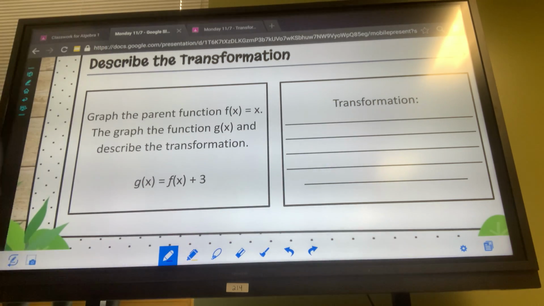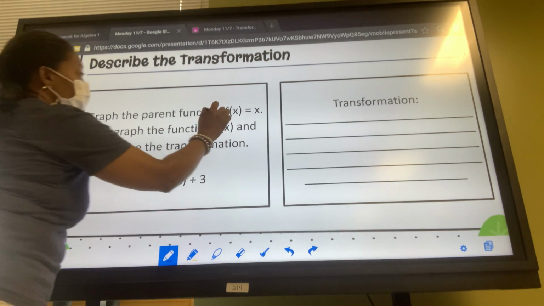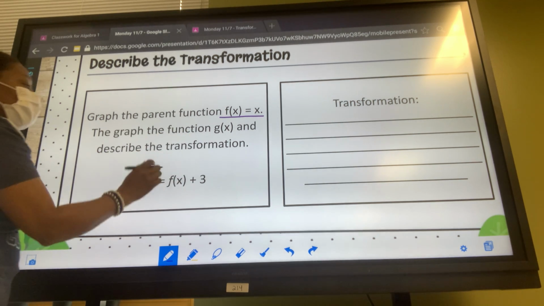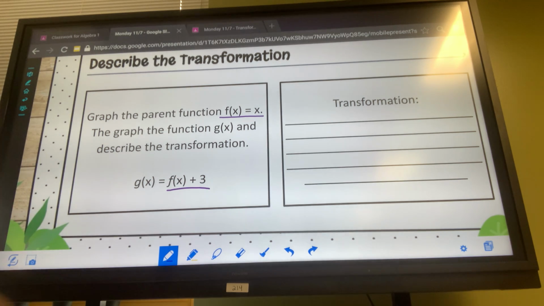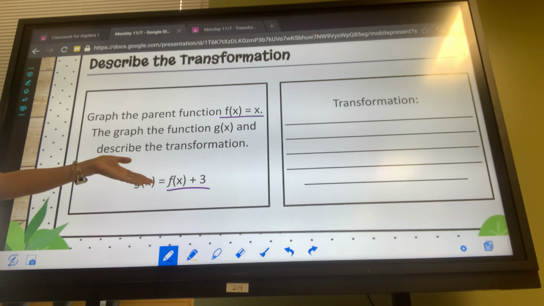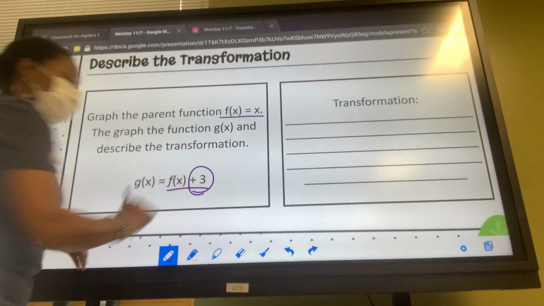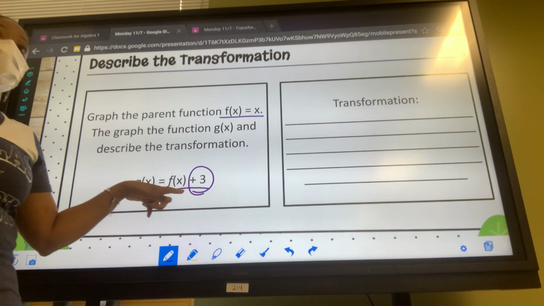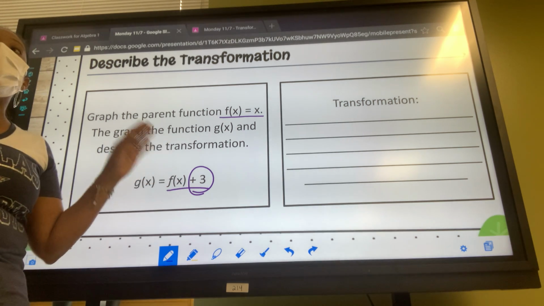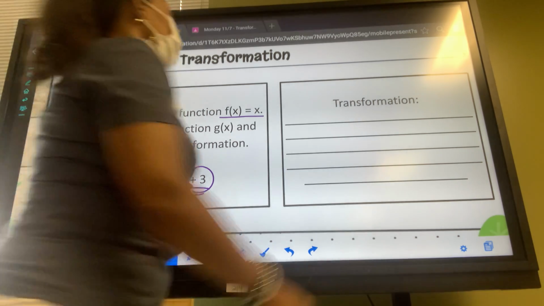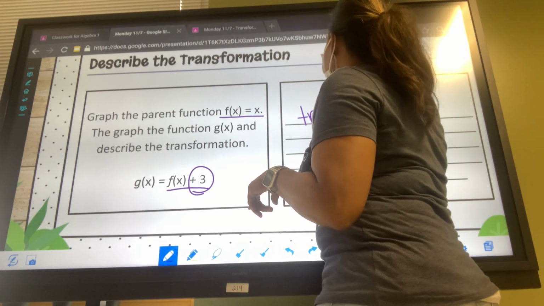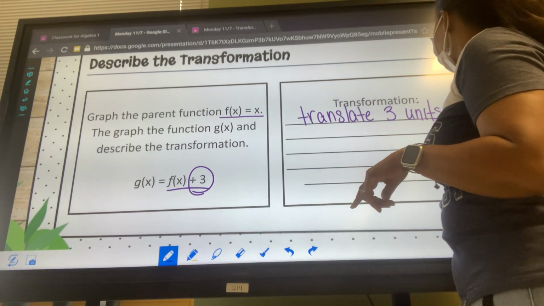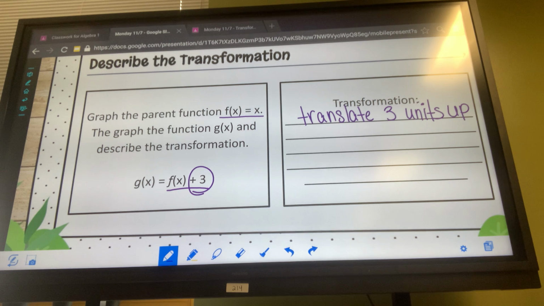All right, so now we're going to describe our transformation. We have our parent function. The parent function was transformed to form g of x. So our g of x is f of x plus 3. Well, that's just my regular old y, which has a slope of 1. But I see this. That's the part that's going to tell me what changed. If I'm adding 3, that's my b, so my y-intercept had to go up 3. So we're going to translate 3 units up. That's basically what that means. 3 units up. That's it.